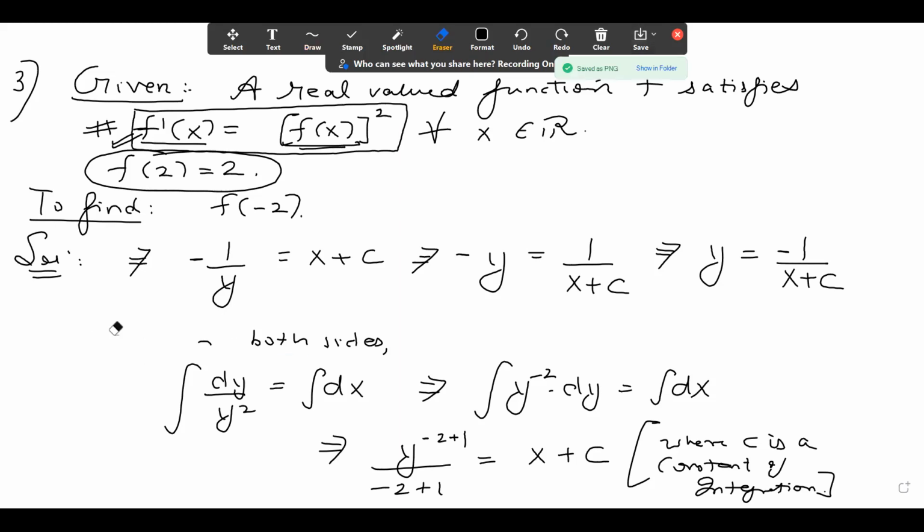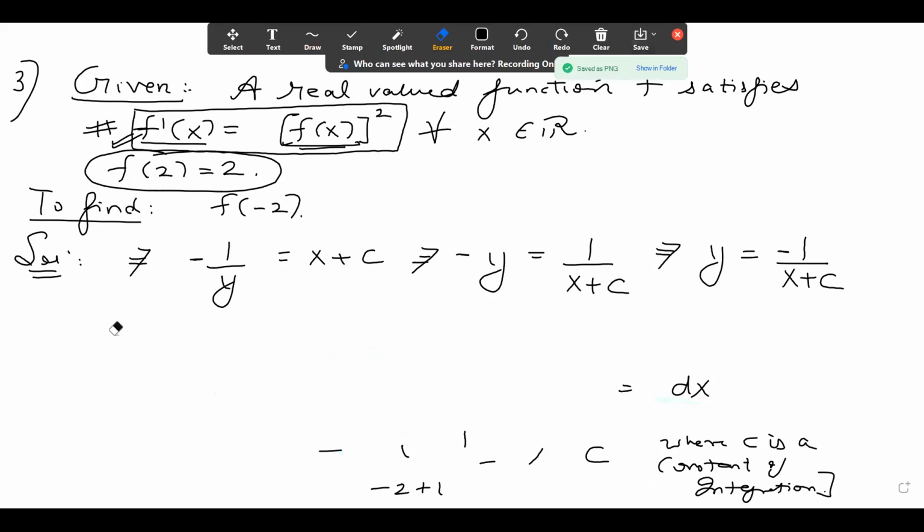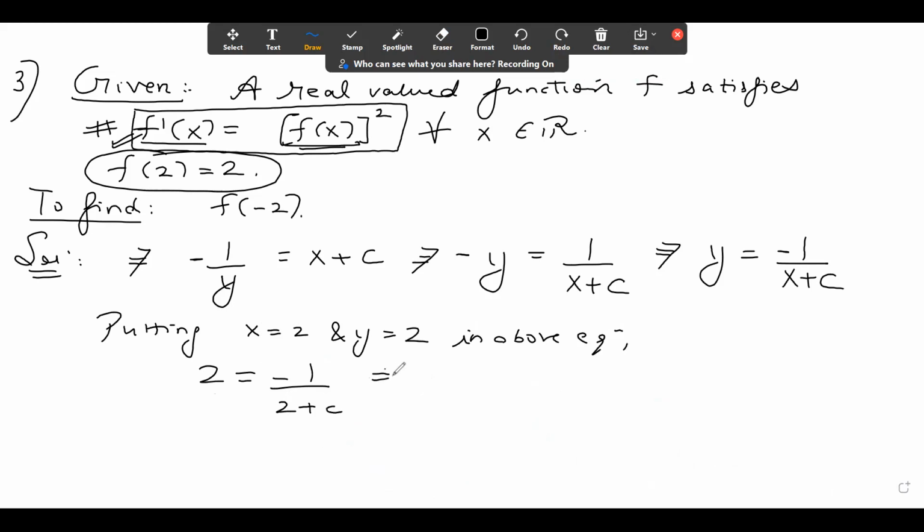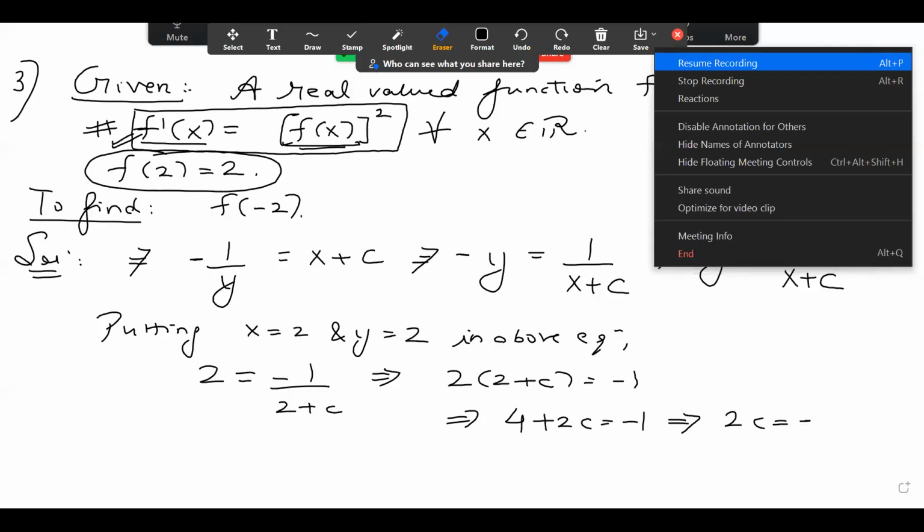So if I erase this particular part, putting x equal to 2 and y equal to 2 in the above equation, 2 is equal to minus 1 upon 2 plus c, which implies 2 into 2 plus c is equal to minus 1, which implies 4 plus 2c is equal to minus 1, which implies 2c is equal to minus how much? I think we have made some mistake somewhere. Let me just check up the mistake.